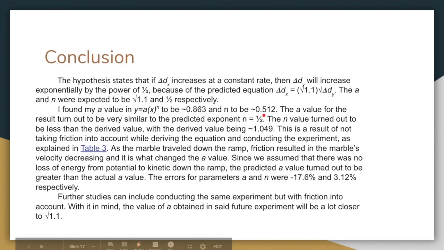So in conclusion, I found the A value to be this number and the N value to be this number. N is kind of similar to what I was looking for, but the A value was a lot less than what I was looking for, because I was looking for the square root of 1.1, which is actually this number. So I'm guessing that it's a result of not taking friction into account, and further studies can include taking friction into account and other things. So that's my presentation.